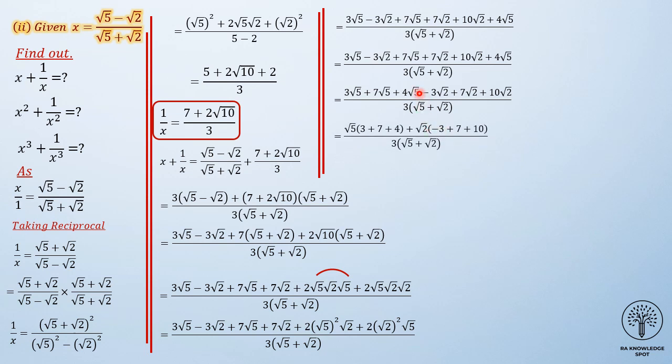You can take common √5 from the first 3 terms, and the last 3 terms have √2 common. After that, common, this 3 will be as it is, plus 7 will be as it is, and plus 4 will be as it is.